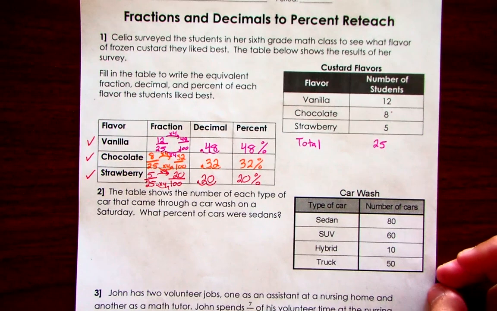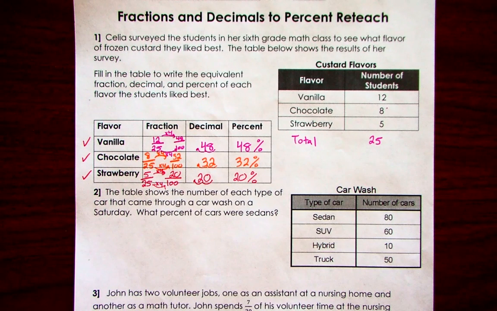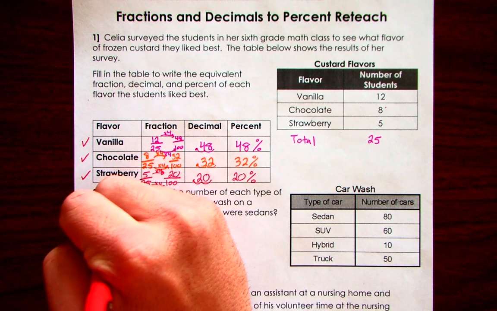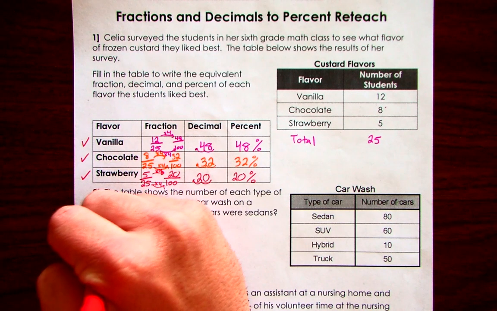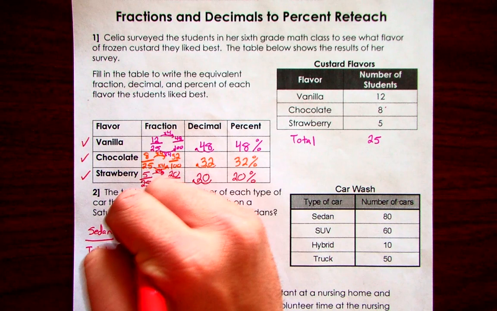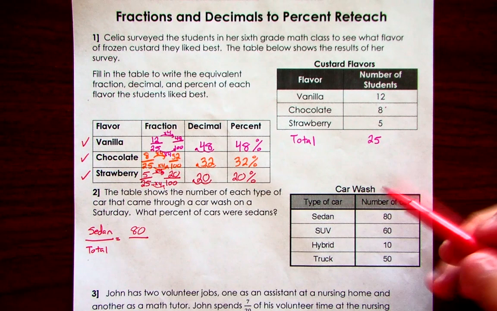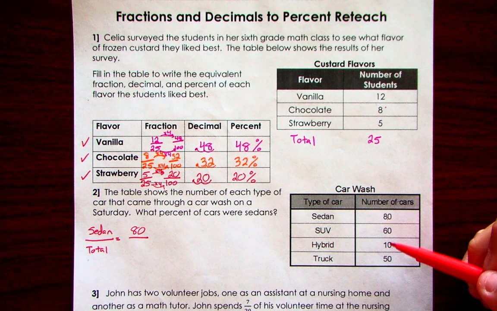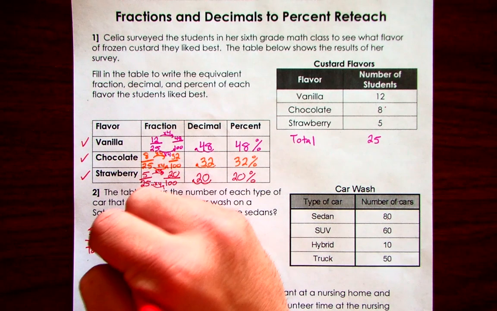All right, let's look at number 2. The table shows the number of each type of car that came through a car wash on a Saturday. What percent of the cars were sedans? So we're going to have sedans over total vehicles. Well, if I look at the sedans, there's 80 of them. How many total vehicles? Well, 80 plus 60 is 140. 140 plus 10 is 150. 150 plus 50 is 200.